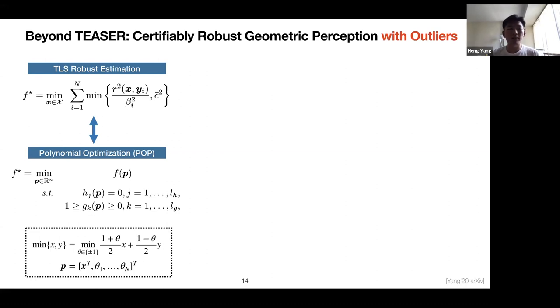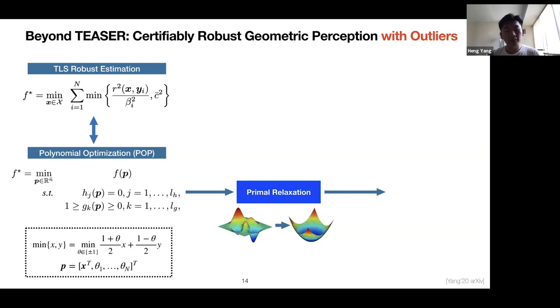Now we actually have two ways to design certifiable perception algorithms. In the first way, we relax this non-convex problem into a convex problem, similarly to what we did in the semi-definite relaxation. By solving this primal relaxation, we get the solution. Then by checking some numerical conditions of the solution, you can obtain a certificate of global optimality. Similarly to the problem in TEASER, this primal relaxation will be computationally expensive because it involves solving some large scale optimization problems.